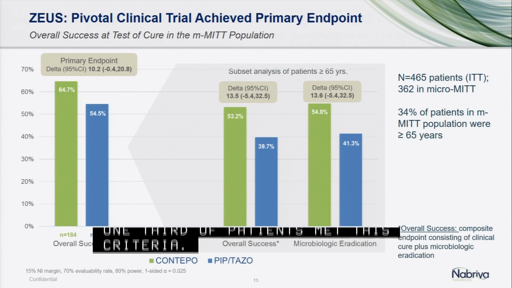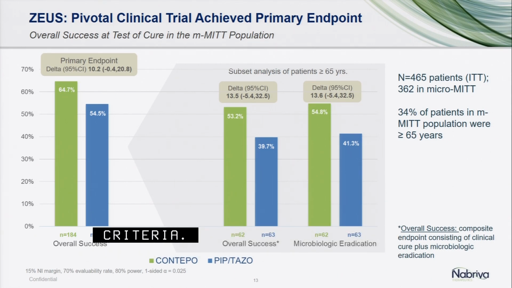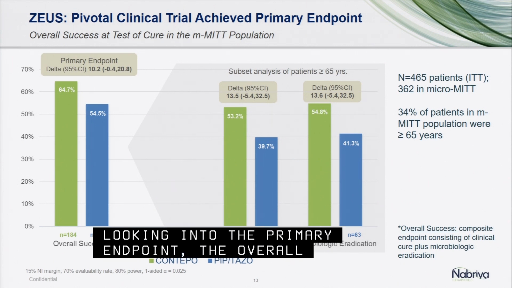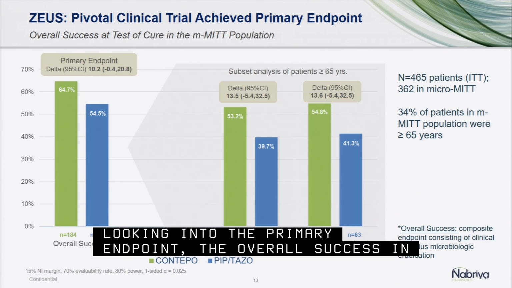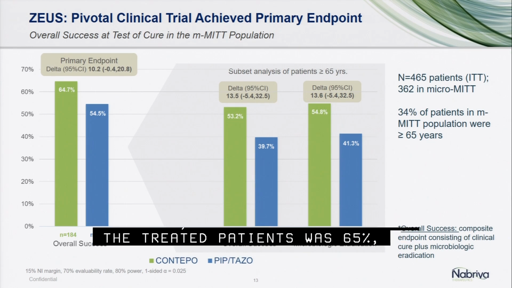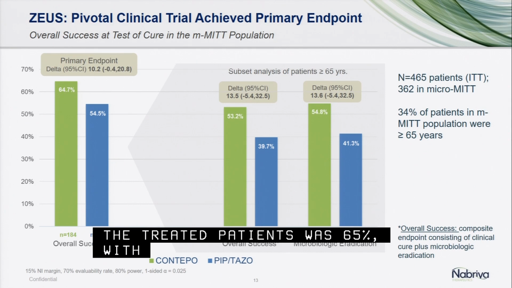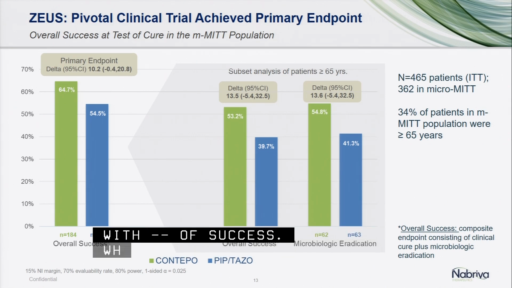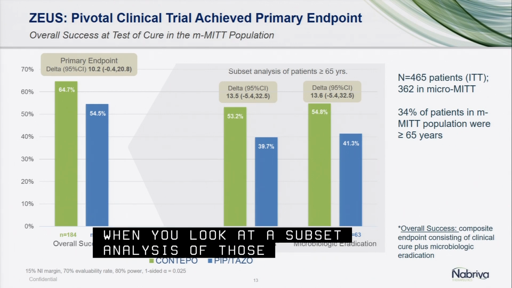Looking a little bit more into the primary endpoint, the overall success in the Contipo-treated patients was about 65%, with about 55% clinical overall success in the piperacillin-tazobactam arm. When you look specifically at a subset analysis of those over the age of 65, which is the pair of bar graphs on your right, you see that these numerical trends continue.